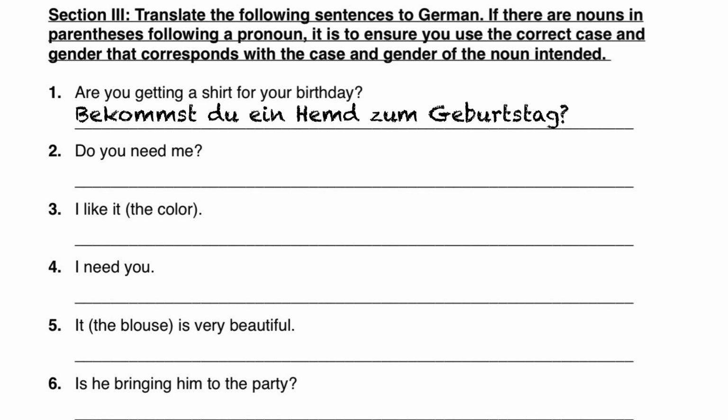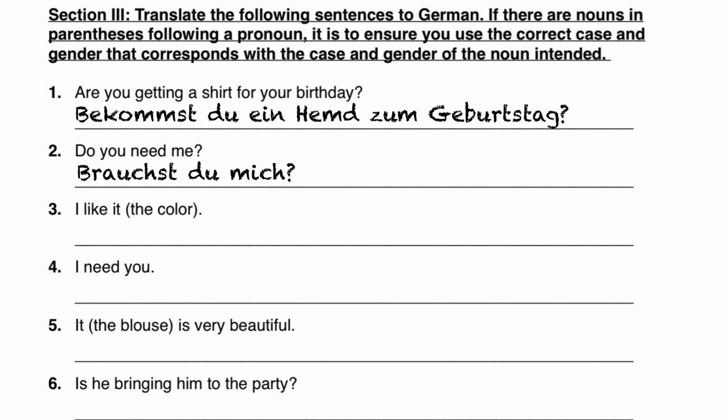Nummer 2. Do you need me? This one has two pronouns, you and me. I'm going to assume again that this is the du form, so we use the du form of the verb brauchen, which is brauchst. Me in this sentence is the accusative case, and so we have to use mich. Brauchst du mich? Do you need me?